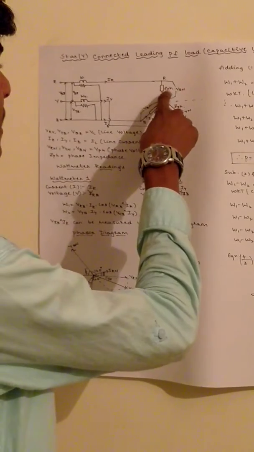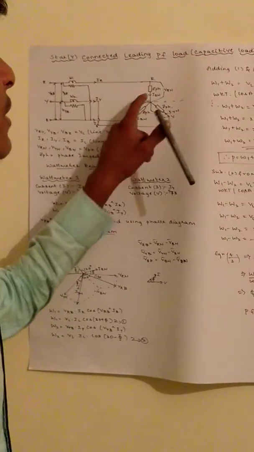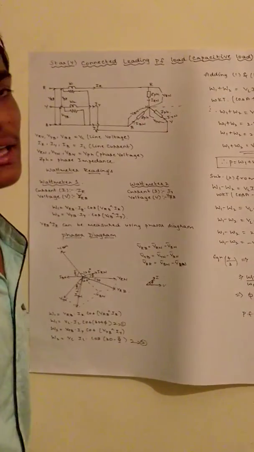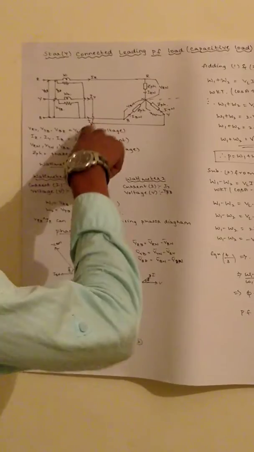Since it is a balanced capacitive load, the magnitude of the phase impedance is the same, and the phase angle phi is also the same. IR, IY, IB represent the line currents in the R phase, Y phase and B phase.